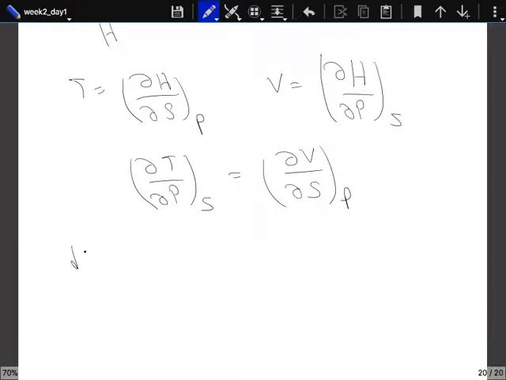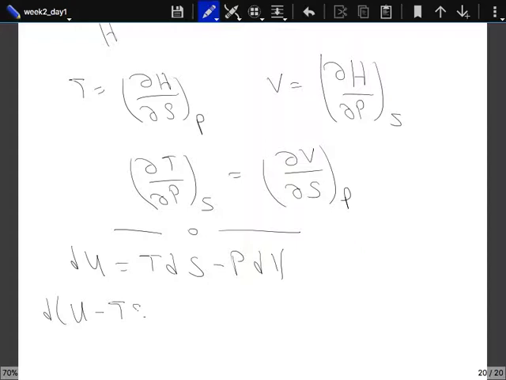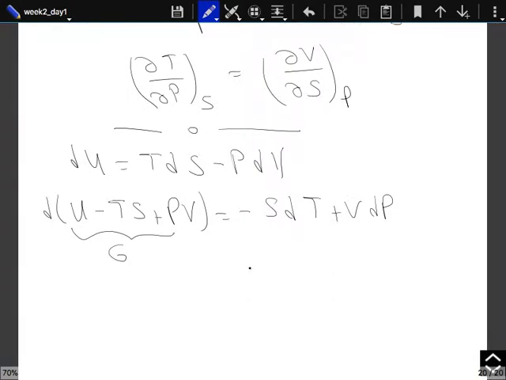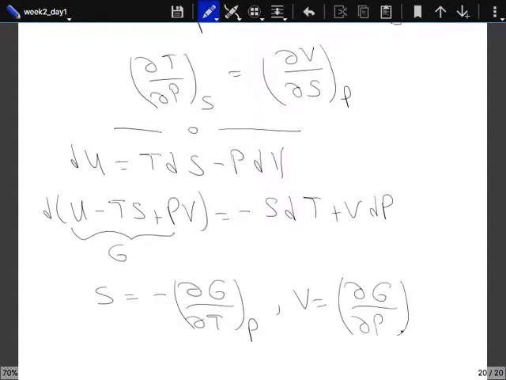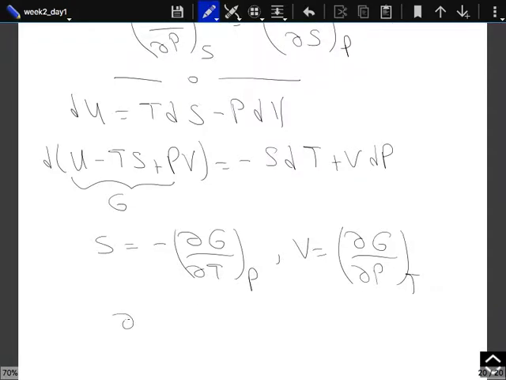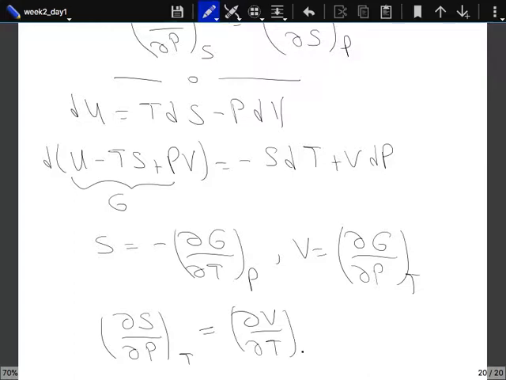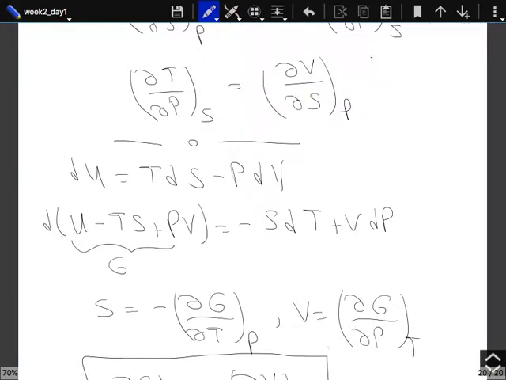And finally, you can just work it out. We start with dU is equal to TdS minus PdV. You can say that d of U minus TS plus PV should be equal to minus SdT plus VdP. This should be G, and so we have S is minus del G by del T at constant pressure, and V is del G by del P at constant temperature. And so the derivative of S with respect to P at constant temperature should be equal to the derivative of V with respect to temperature at constant pressure, etc. These are called the Maxwell relations.